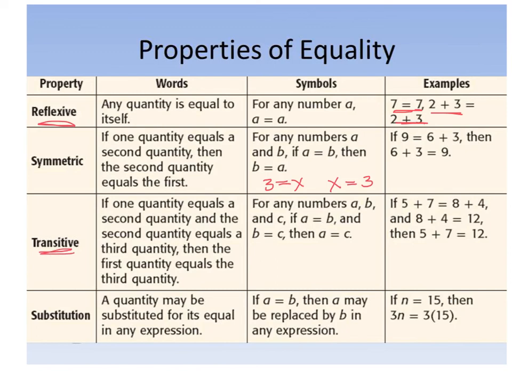Transitive is kind of like a 3-step process. So if you know x plus 3 equals 5, and you know x equals 2, then what we have is 2 plus 3 equals 5. Okay, so you kind of stair-step your way there. And you should know substitution, right? To substitute, you're going to replace a value with a known value, hopefully. And so that is substitution.